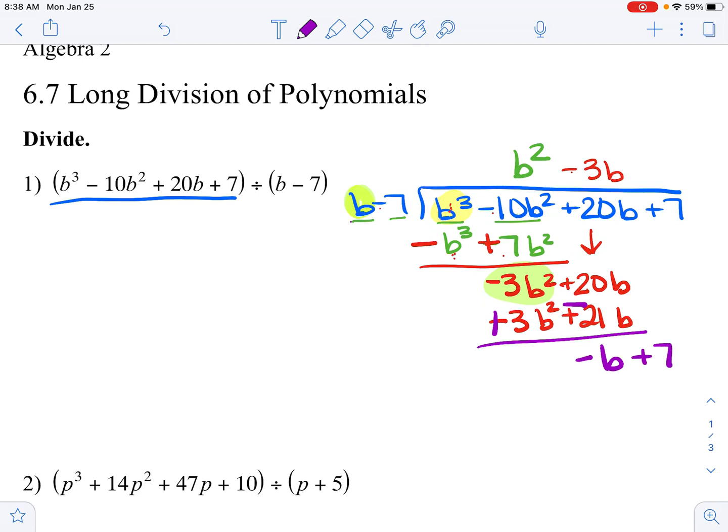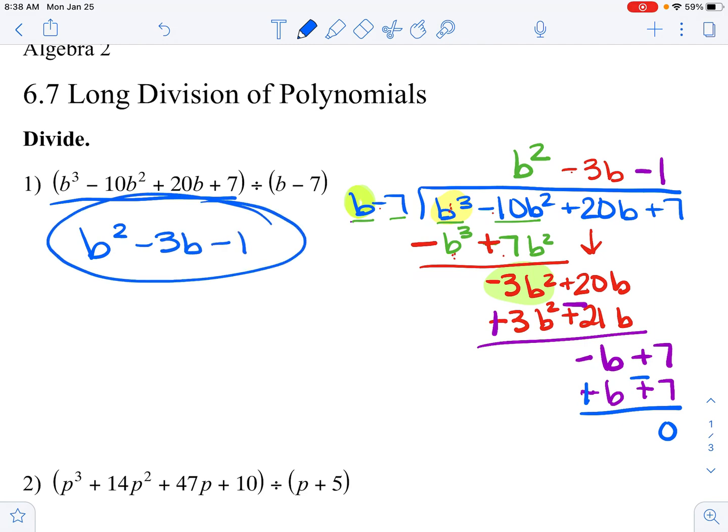Well, this b is not negative, it's positive, so I have to multiply it times negative 1. A negative times a negative is a positive, and a negative times a positive is a negative. And then again, just like we've done before, opposite, opposite, and there's no remainder here. So when I divide these, my final answer becomes b squared minus 3b minus 1.